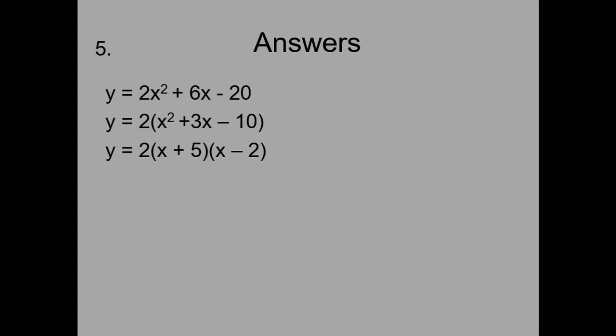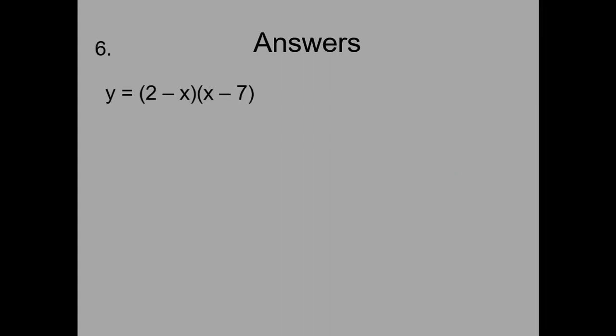So I'll draw my positive parabola. I have 2 roots. One of them is negative and one of them is positive, so the y-axis is going to be somewhere in between, closer to the 2 than it is to the negative 5. And my y-intercept is negative 20. So I'll label my crossing points.